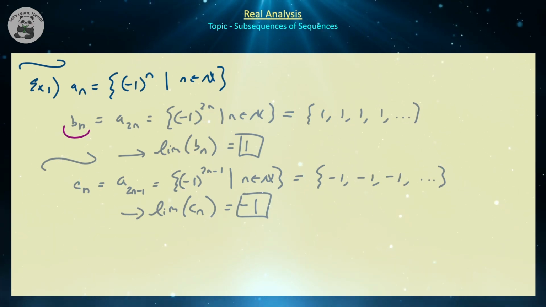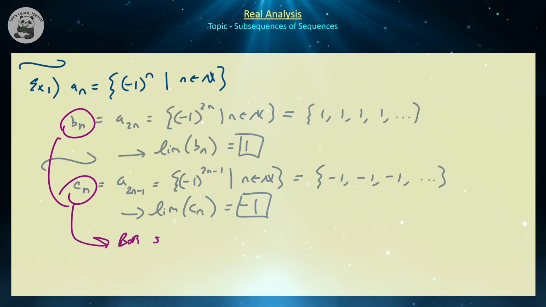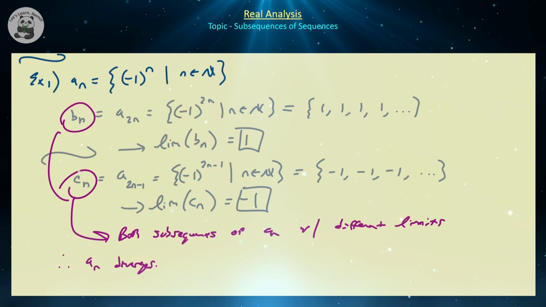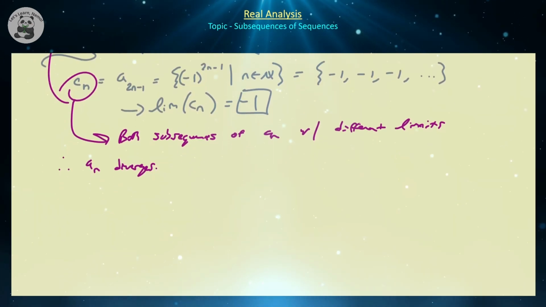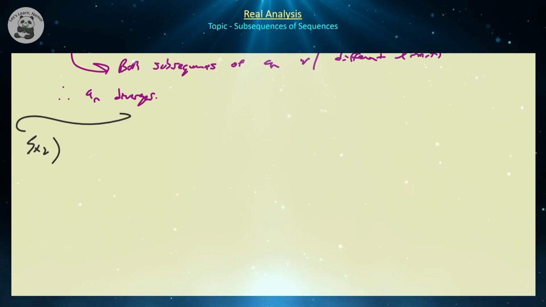Right? So what do we have here? We have that Bn and Cn are both subsequences of An with different limits, because 1 and -1 obviously are not equal to each other, and therefore by this second theorem that we presented, An diverges. Because if it does converge, then any two subsequences will converge to the same limit as the sequence under investigation.